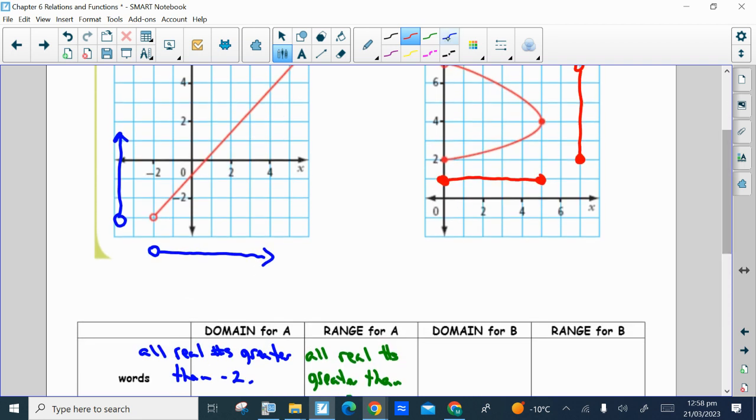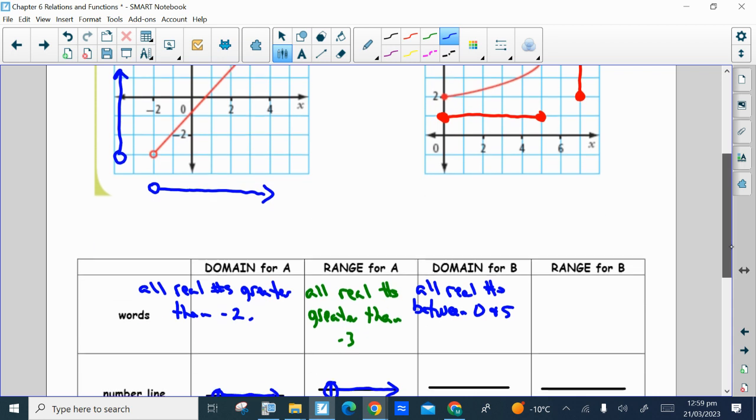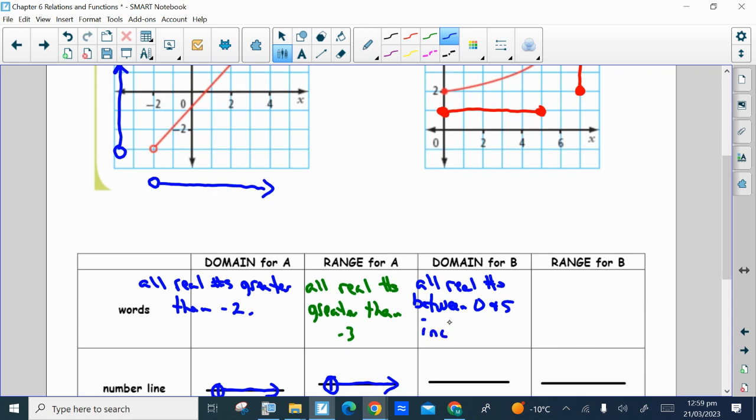So the domain will be all real numbers again, because we've got the line between these 2 points. All fractions, all decimals, all integers between x equals 0 and x equals 5. So we would say all real numbers between 0 and 5, and that would be inclusive.